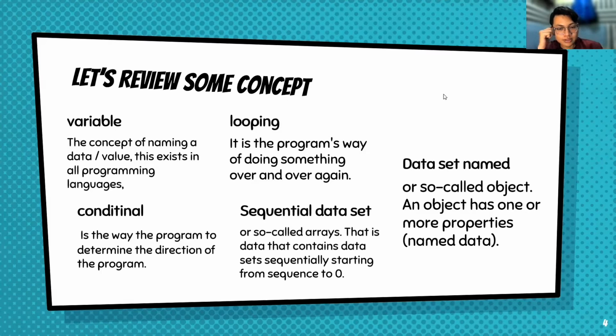Concept 4, sequential data set, or sequential array. That is data that contains a data set arranged sequentially starting from sequence 0. And the last concept is data set names, or so-called object. An object has one or more properties, or named data.